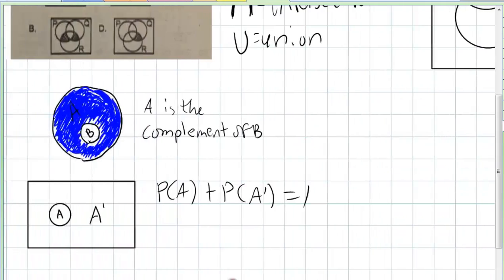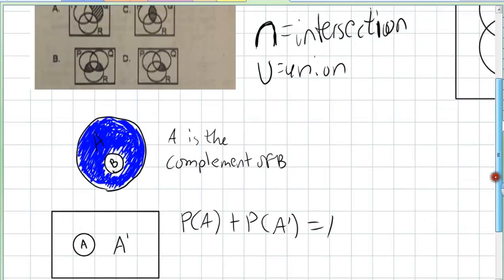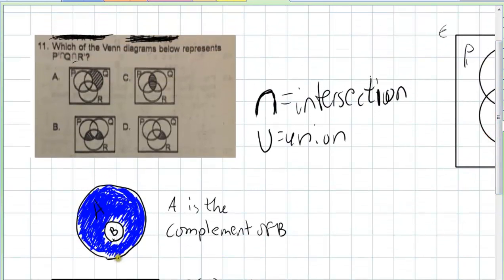Let's take it a step further. So here I've drawn a circle, and it has another circle inside it. And this is B and this is A. So I wrote here, A is the complement of B, and I may have used the wrong complement. Sorry.